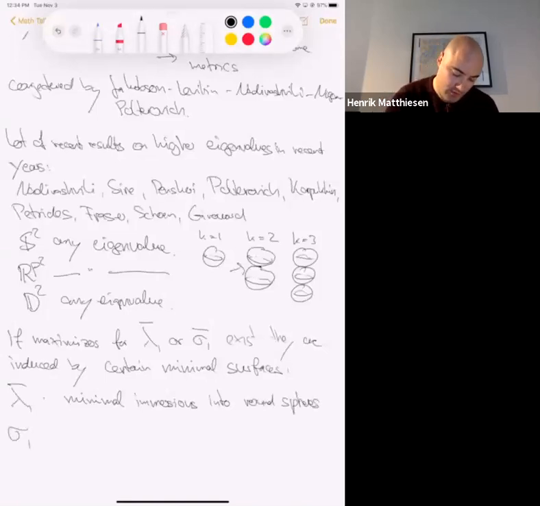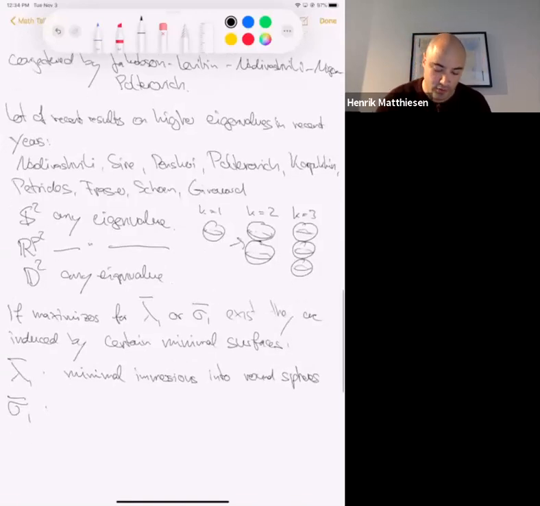And for the Steklov case, it is free boundary minimal immersions into Euclidean balls. So that's free boundary minimal immersions into Euclidean balls.